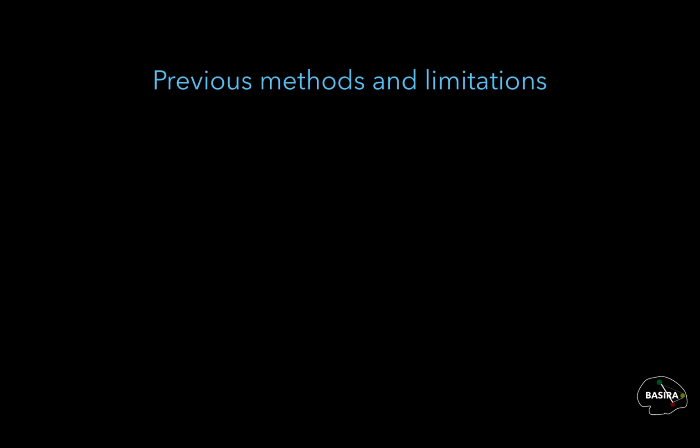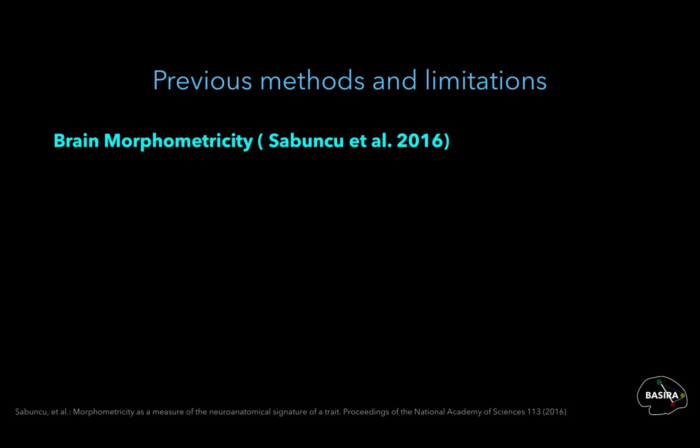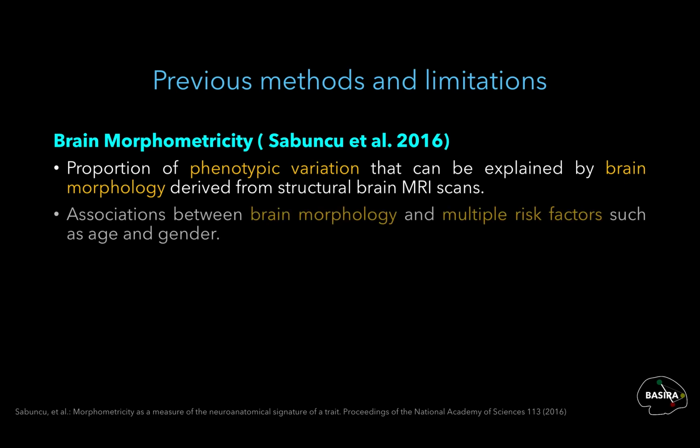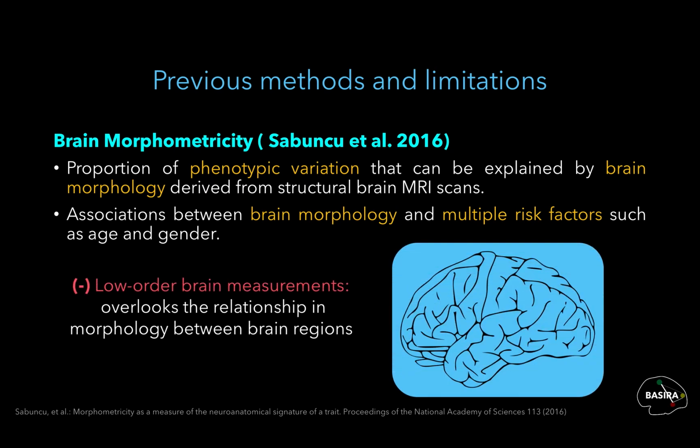So the question here is, how can we discover disorder-specific morphological signatures? To answer this question, a recent work proposed a statistical metric called brain morphometricity, which investigates the morphological fingerprint of a specific brain disorder, such as Alzheimer's disease. It is defined as the proportion of phenotypic variation that can be explained by brain morphology derived from structural brain MRI scans. In other words, it describes the association between brain morphology and multiple risk factors such as age and gender.